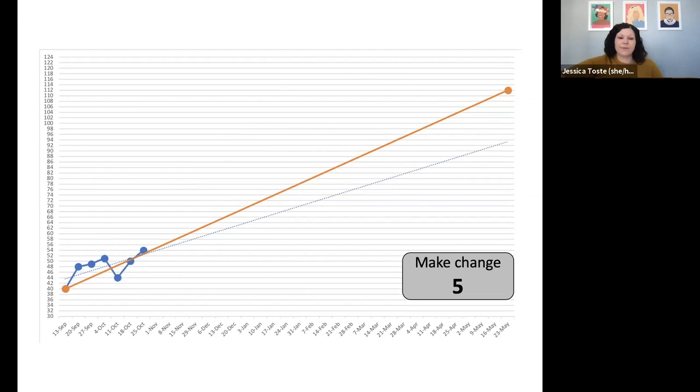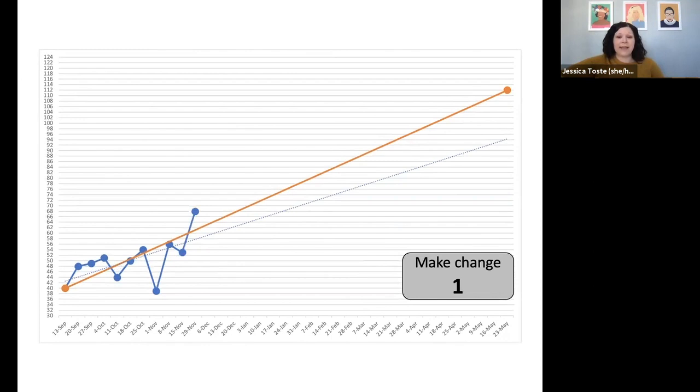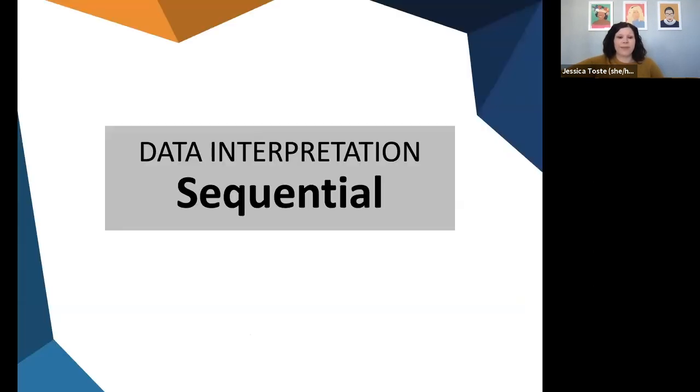6, 5 said they would adjust. The 7th data point, we had another little dip in performance, and 22 of 33 participants said they would adjust instruction here. Went up a little bit. We had another 3 who said they would adjust instruction. And you'll see on some of these, I've indicated some participants who said they didn't know at this point. And then 17. And on the last data point, we had 1 participant who said they would make a change.